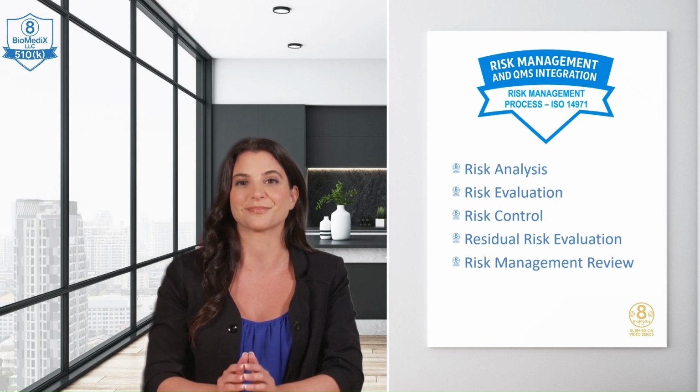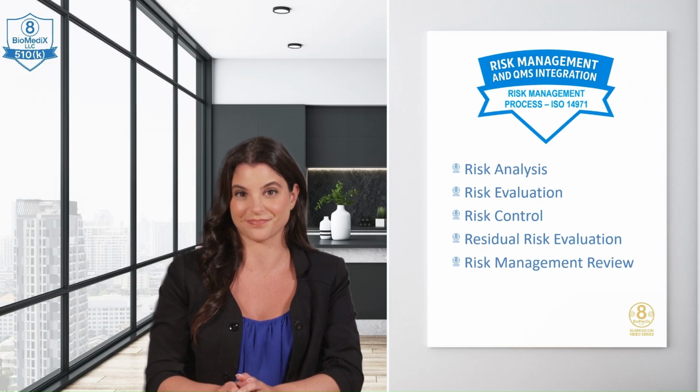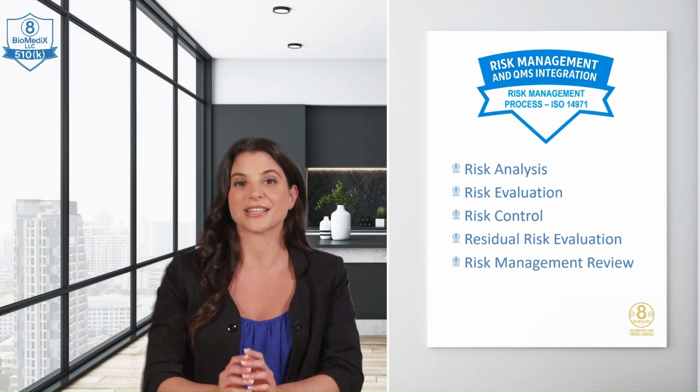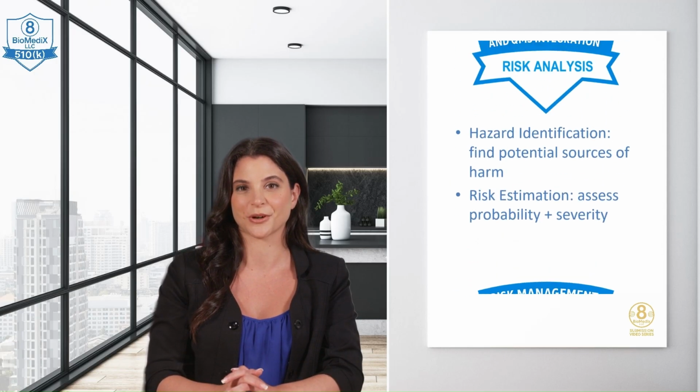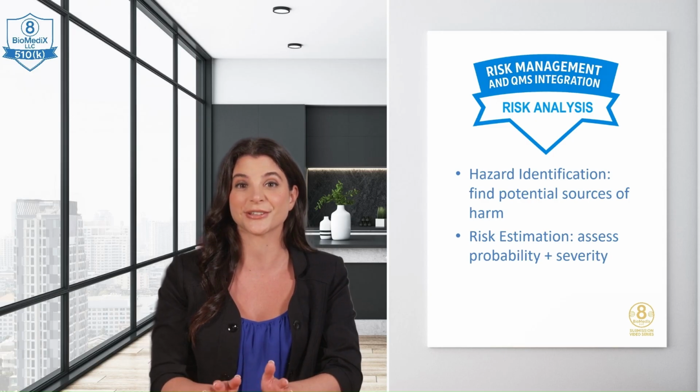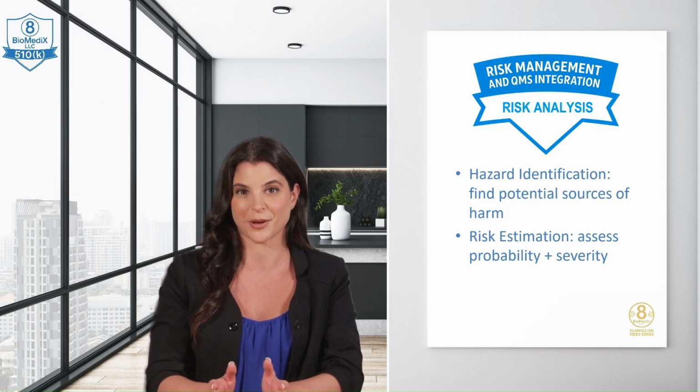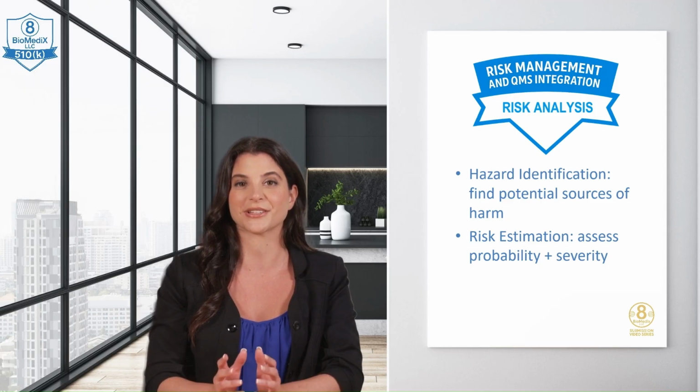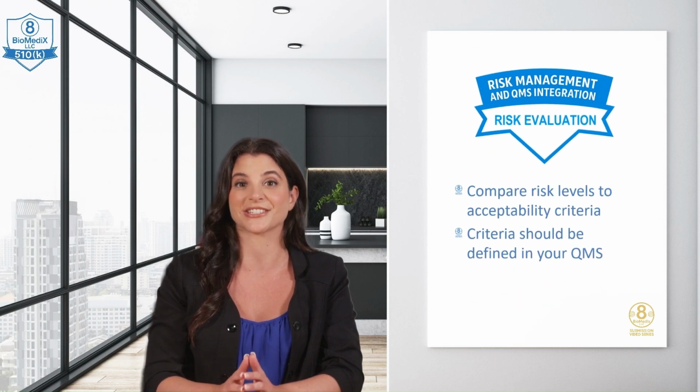The risk management process: key elements. A risk management process, as defined by ISO 14971, involves several key steps. Risk analysis. This includes hazard identification, where you systematically identify potential sources of harm, hazards related to your device, and risk estimation, where for each hazard, you estimate the probability of occurrence and the severity of potential harm. Risk evaluation. Here, you determine whether the estimated risks are acceptable based on your company's predefined risk acceptability criteria.